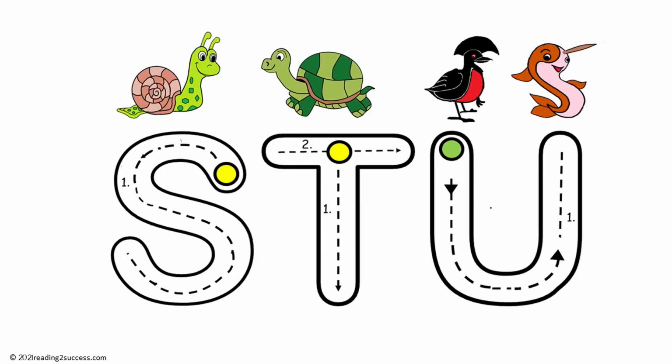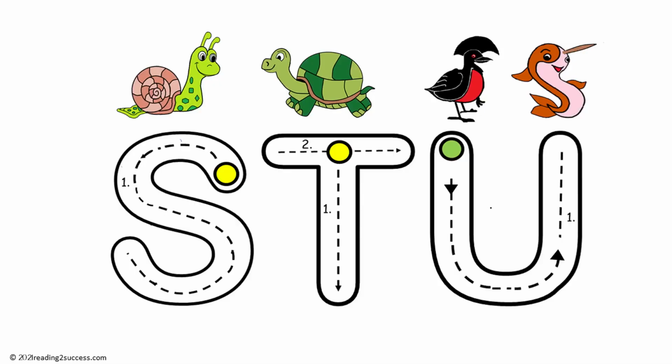Our next letter card has the three letters S, T, and U. S is a consonant and makes the sound S as in snail. T is a consonant and makes the sound T as in turtle. U is a vowel and makes the short sound as in umbrella bird, and U as in unicorn.